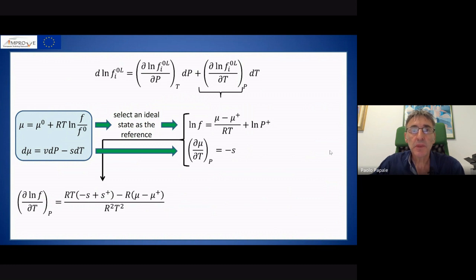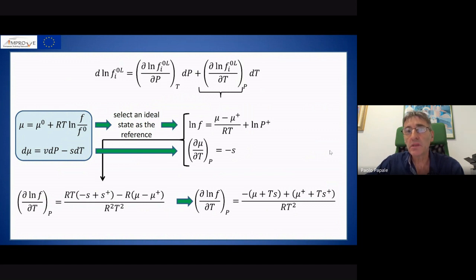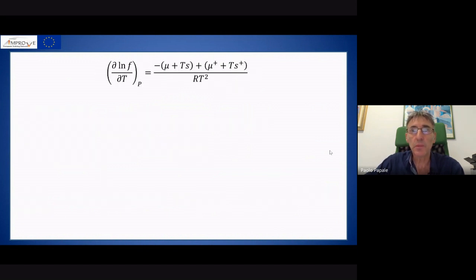Now, just cancel one R in all terms on the right and recast the denominator terms in this way by taking together the terms that refer to system conditions and to reference conditions, the terms with the plus, recalling that we have chosen to refer to ideal conditions, therefore the plus terms refer to ideal conditions. This is the same expression reported in this new slide.